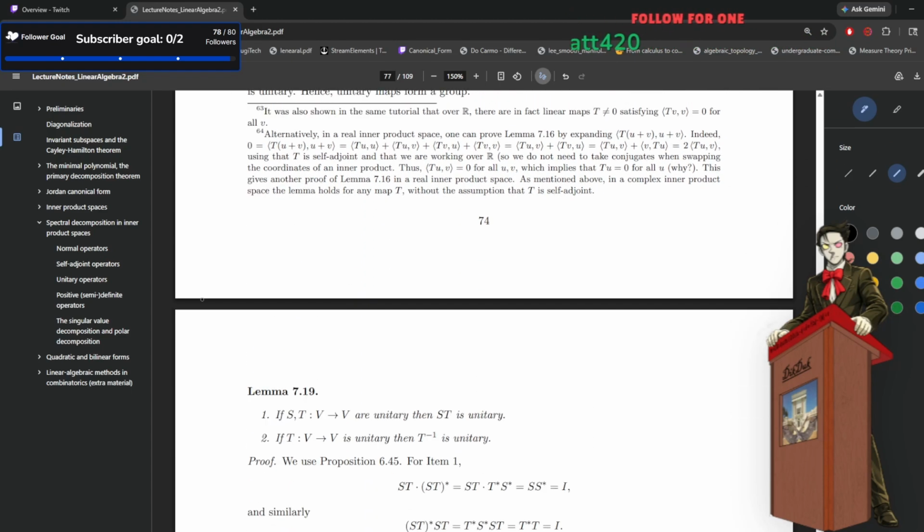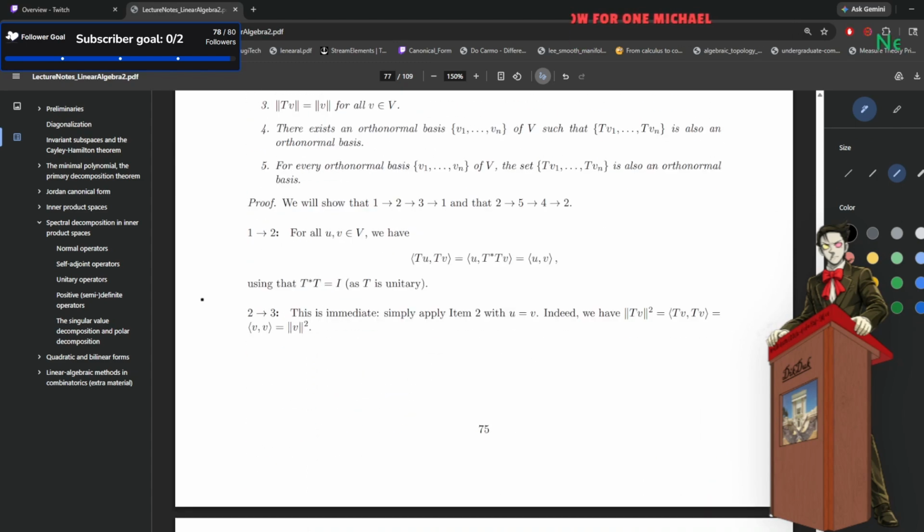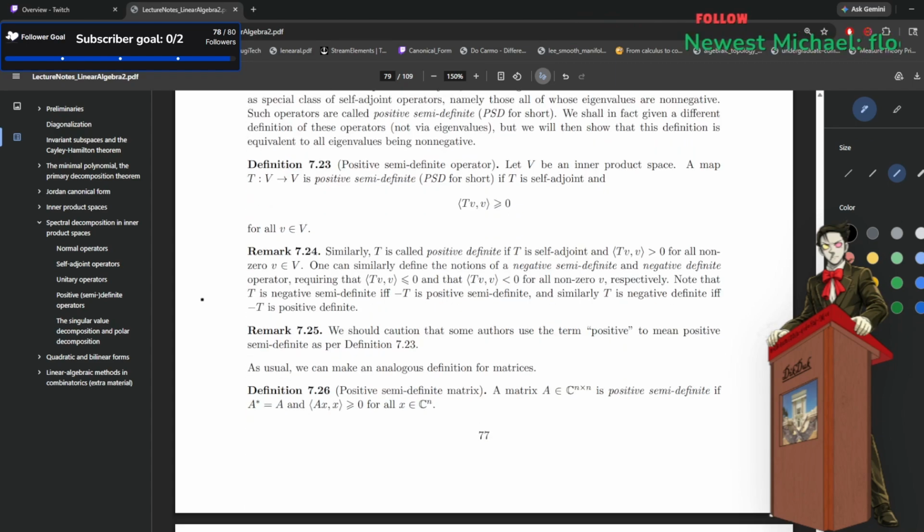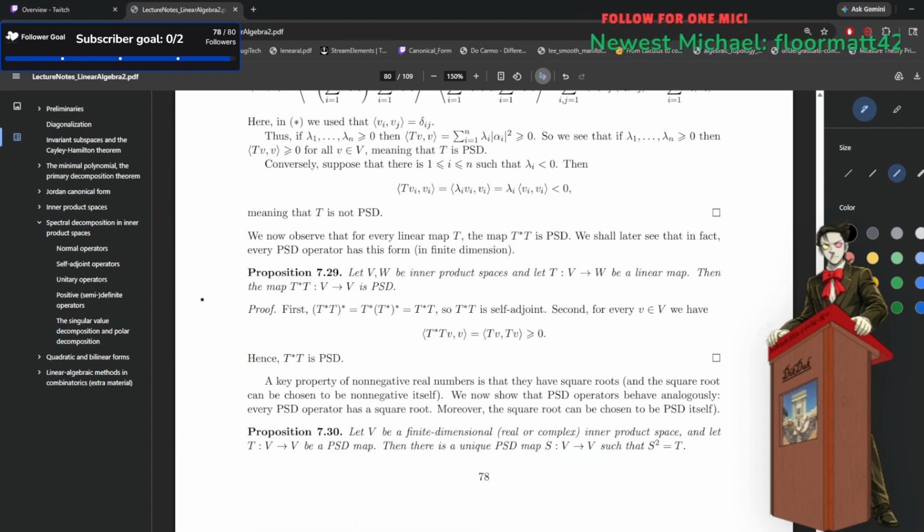Let me get a quick look over how long these unitary operators are, because if it was as short as 7.2, I may be able to, probably going to be able to get all the way to the end.